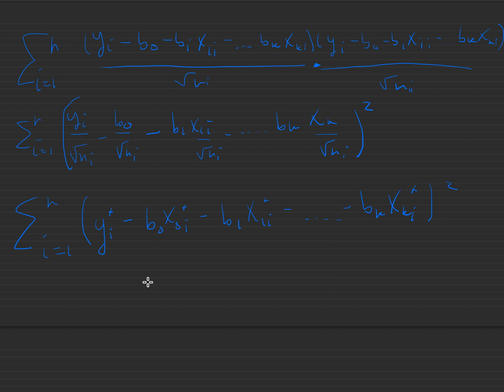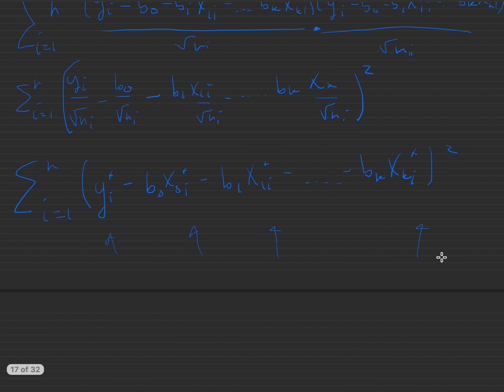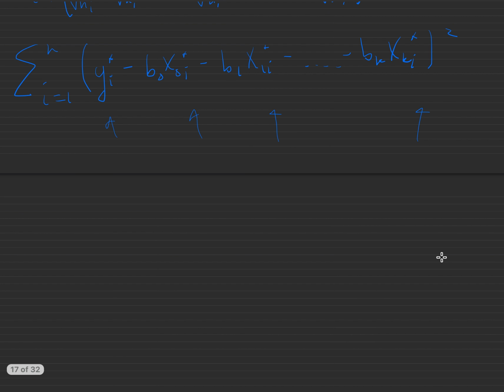So this looks a lot like OLS, right? So the weighted least squares solution here can be seen as OLS on the transformed variables, because OLS solves the objective function that minimizes the sum of squared residuals, which is what we're doing here, only we have transformed variables, right? So we have transformed all of these variables by dividing by the square root of hi, where hi is that function of the variance.